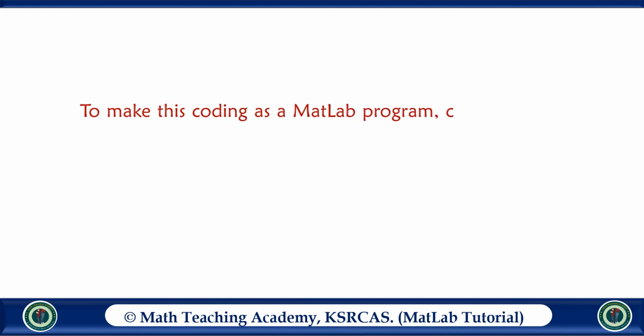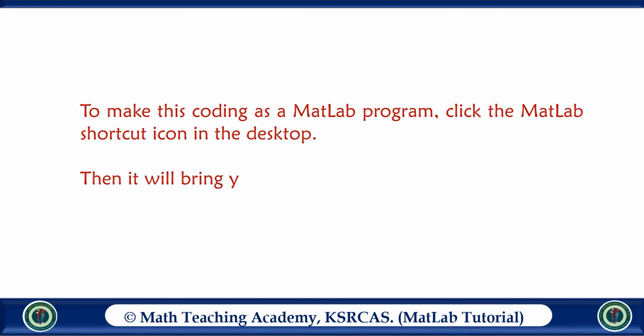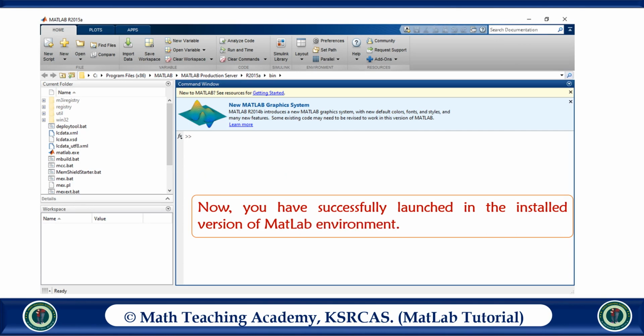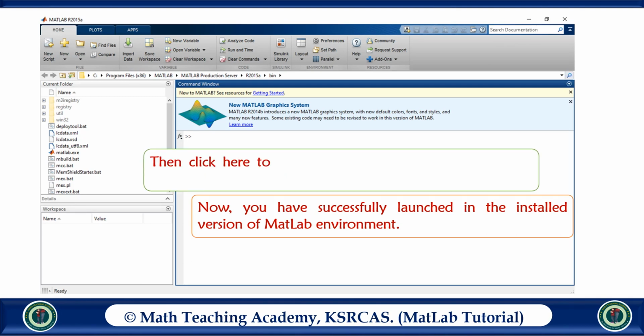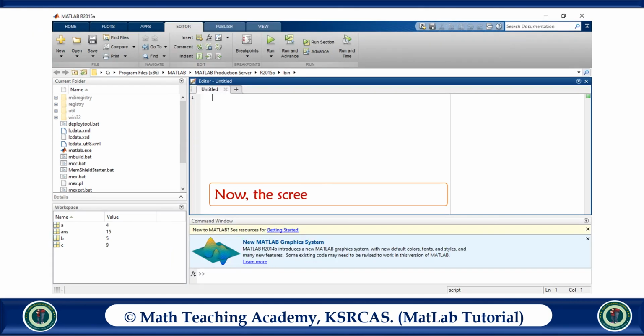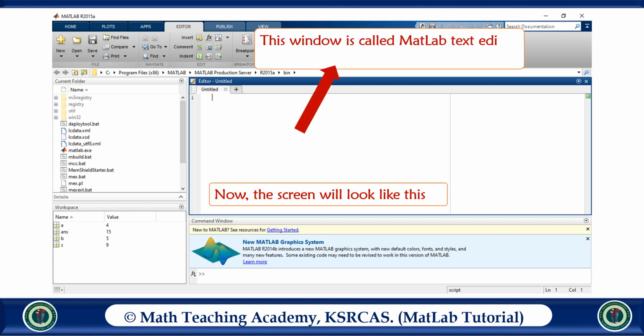To make this coding a MATLAB program, click the MATLAB shortcut icon on the desktop. Then it will bring you to the installed version of the MATLAB environment. Now you have successfully launched the MATLAB environment. Then click here to create a new script file for writing the coding of your MATLAB program. Now the screen will look like this. This is the window called the MATLAB text editor. Here only you can type your coding.